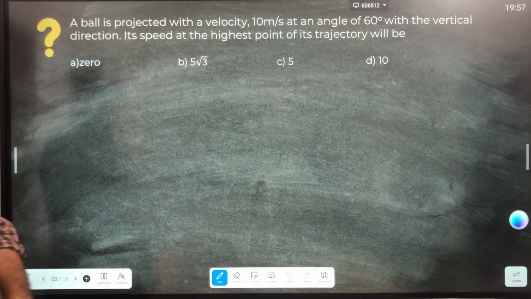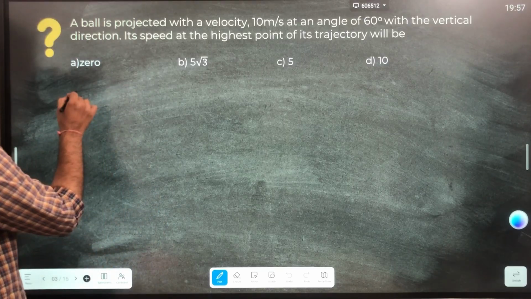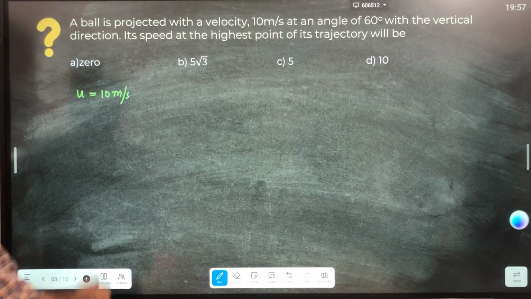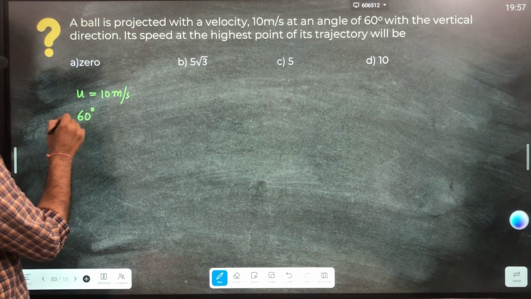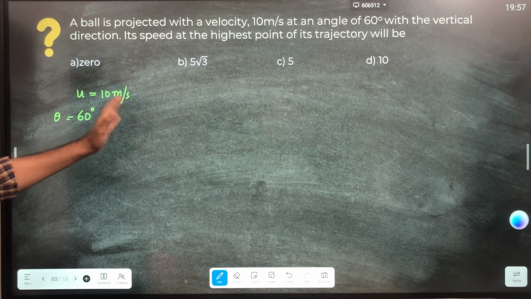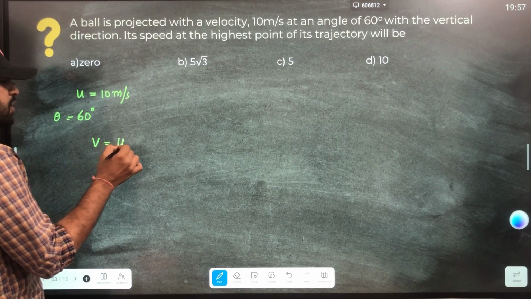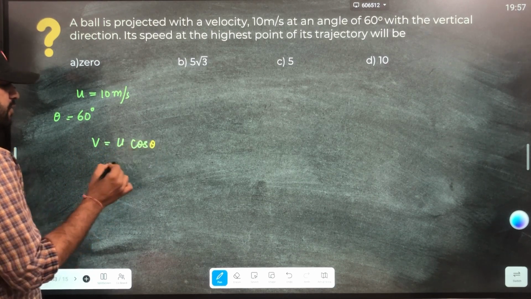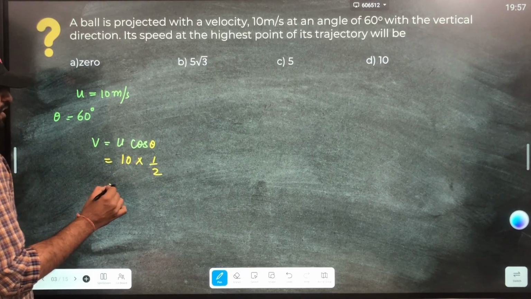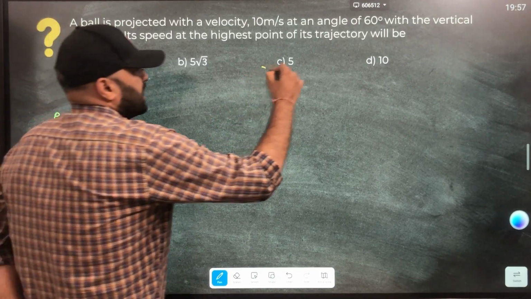Our next question says a ball is projected with a velocity of 10 meter per second at an angle of 60 degree. So the initial velocity here is 10 meter per second, and theta is 60 degree. We need its speed at the highest point. Quite a similar problem. So straight away we know that at the highest point the velocity will be equal to u cos theta. Here u is 10 and cos 60 degree is half, so this will be 5 meter per second. That's our velocity at the highest point.